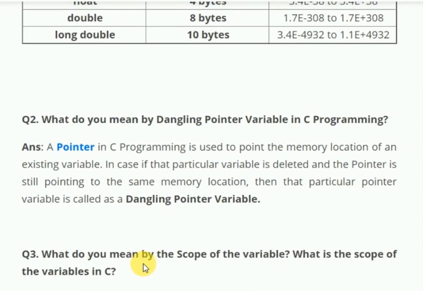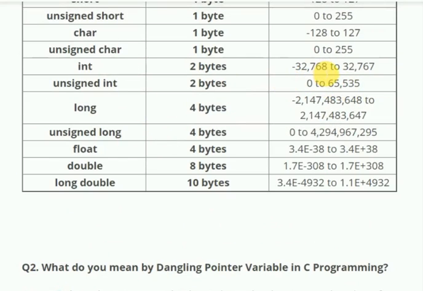In unsigned int you don't have negative values, you only have positive values, so the range is doubled. Here 32767 into 2 is equal to 65534.